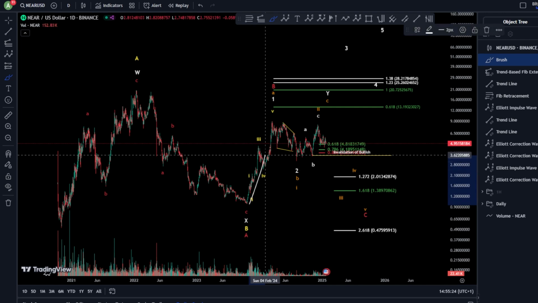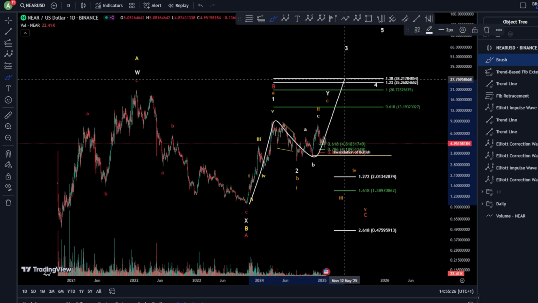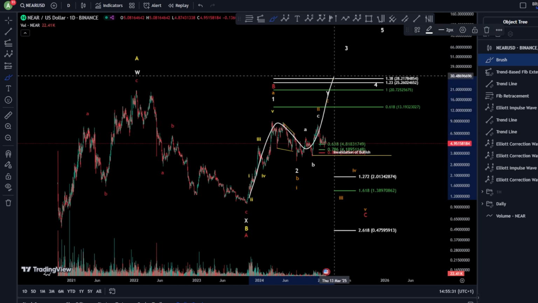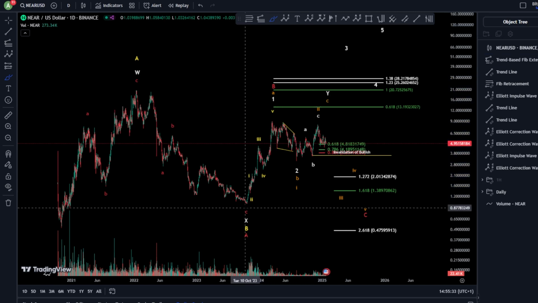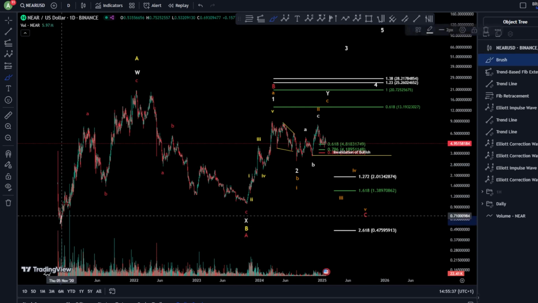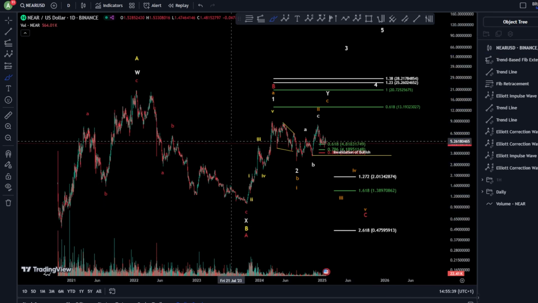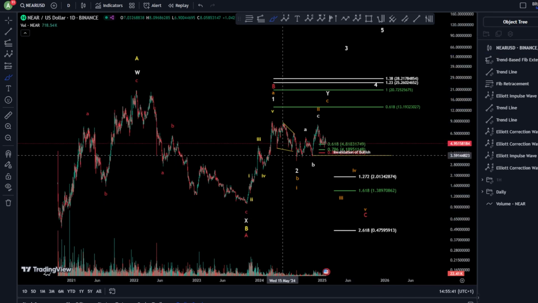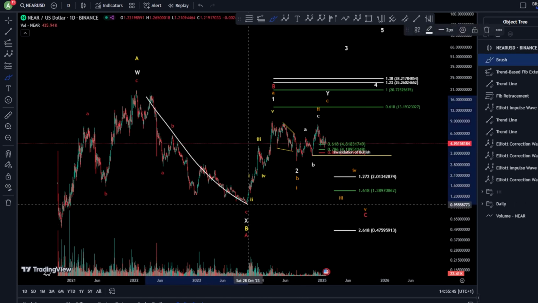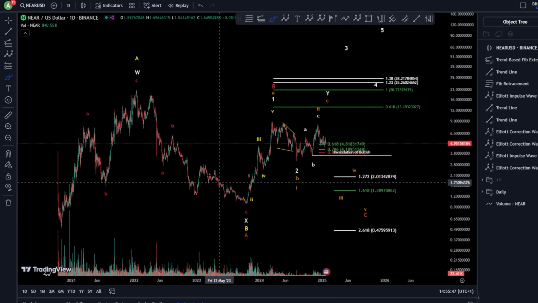It can be, in both case scenarios, A, B, C for a Y in WXY, where you want to finish a zigzag here. Or it can be a 1, 2, 3, 4, and a 5 for higher prices in a wave C for a regular flat. Now, in the bearish scenario, you did not finish this correction yet, and this is only the first leg of your correction.